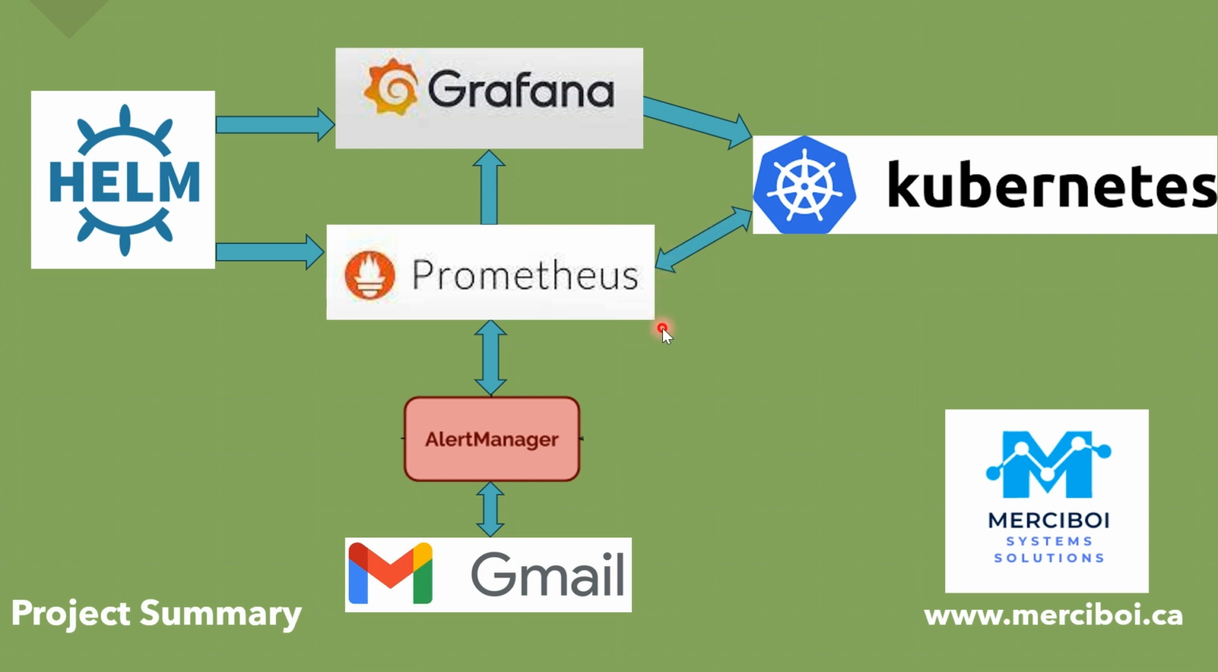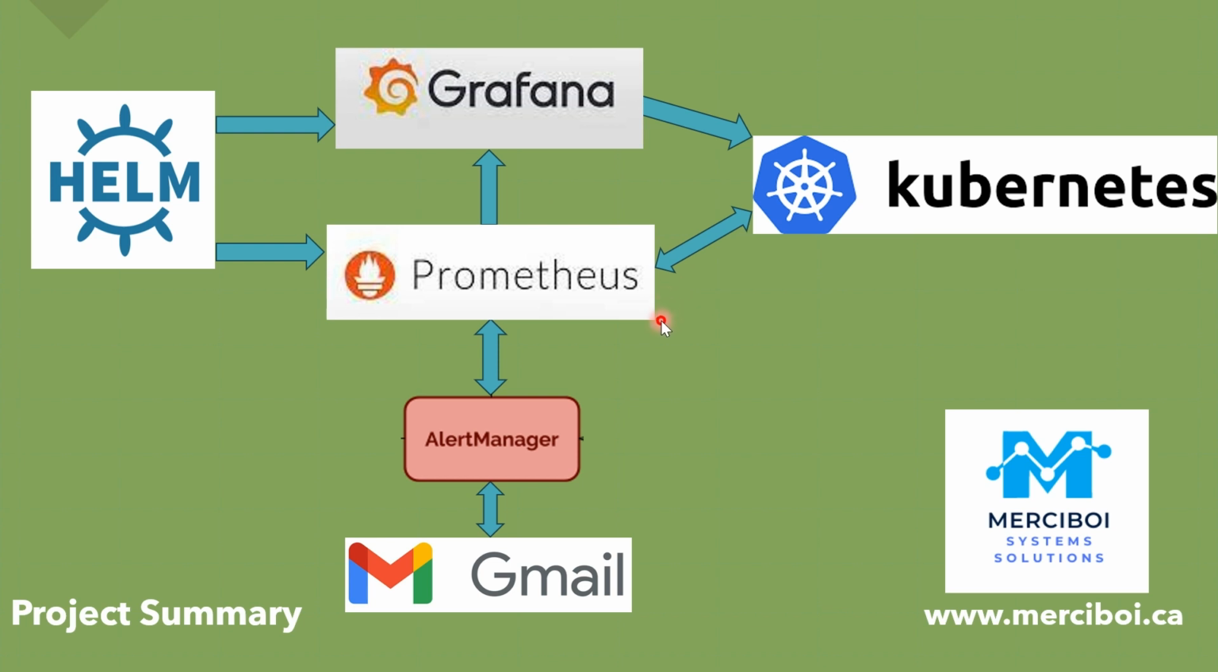Prometheus is a monitoring tool which we intend to use to monitor our cluster, the nodes, the infrastructure, the applications running in a Kubernetes cluster. And when Prometheus does this task, we would use Grafana to visualize the data scraped by the Prometheus.